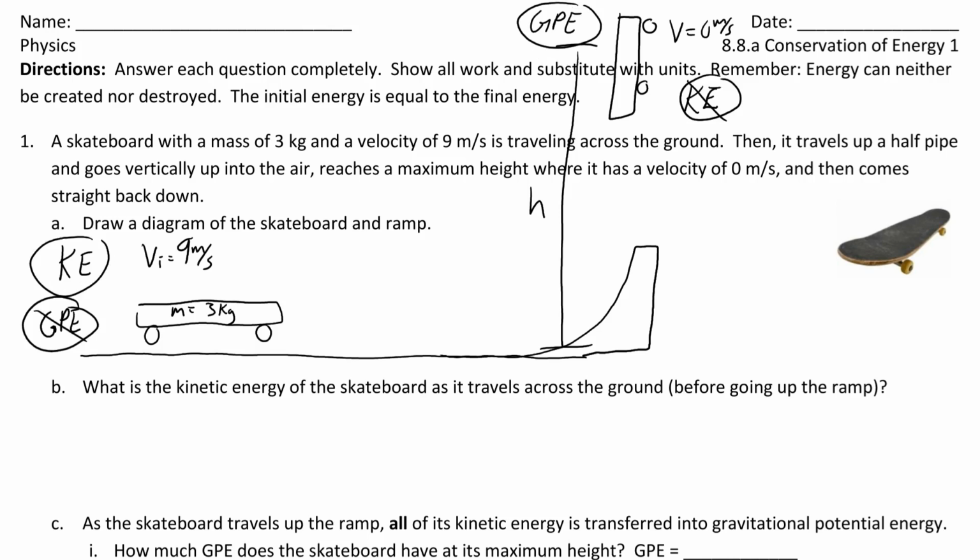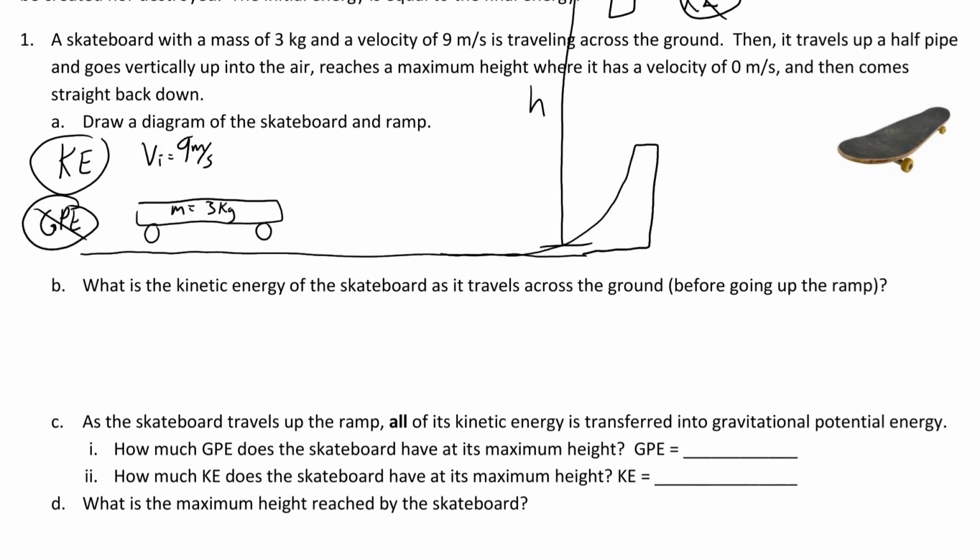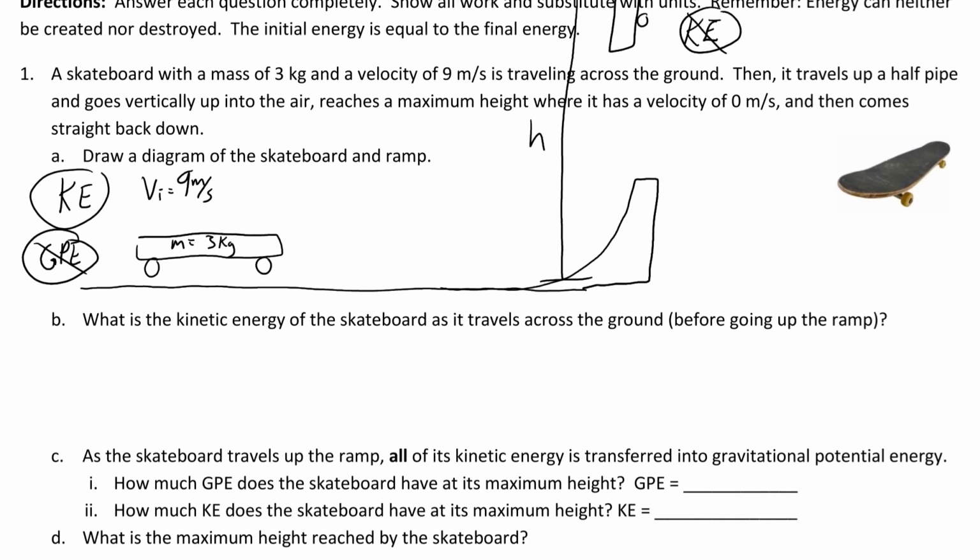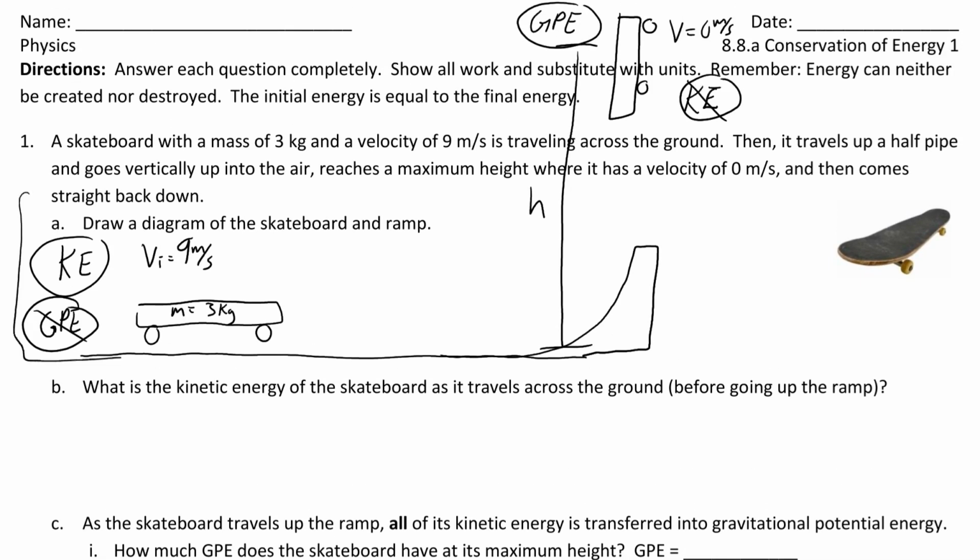So that's the idea. Now, for B, it says, what is the kinetic energy of the skateboard as it travels across the ground? So they're talking about, in this initial situation, what is the kinetic energy? Well, we know the velocity is 9 meters per second and the mass is 3 kilograms, so hopefully you can figure out 1/2 mv squared. This is just the same as the previous problems that we were doing in 8.4 kinetic energy, when we were doing it in the textbook. We did those 5 problems.